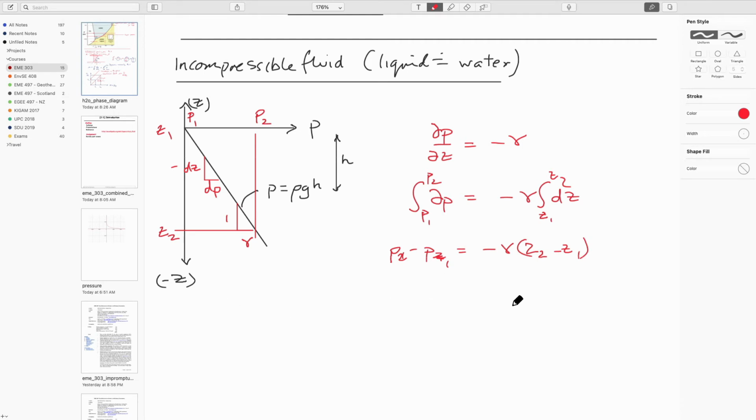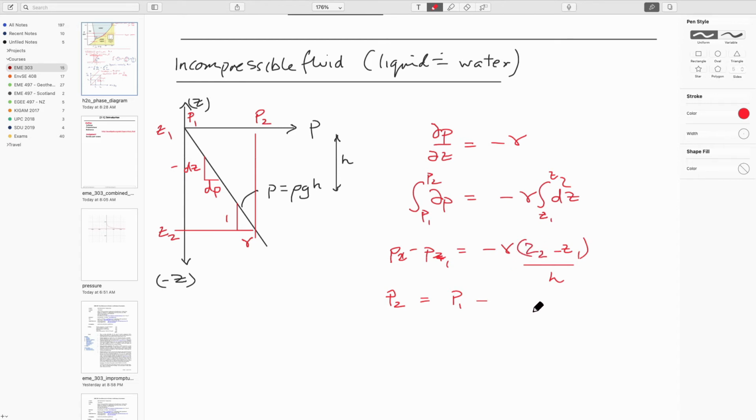Z2 minus Z1, in our particular case, we could think of as being equal to H. This is a bracket, not divided by. And so this says that P2 is equal to P1. Okay. Z2 minus Z1 is positive. This is P1. Why is that working out that way? P2 is equal to P1. Z2 is negative. Yeah, okay.